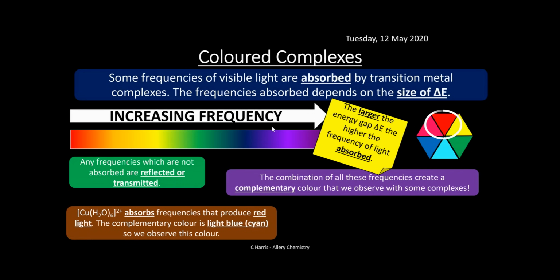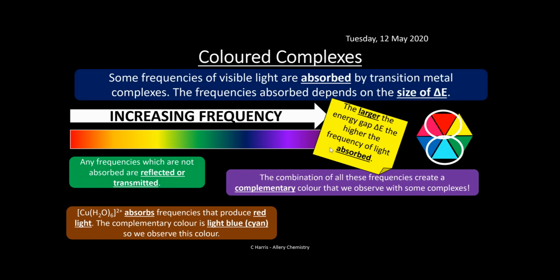So for example, your cobalt hexaaqua complex here absorbs frequencies that produce red light. So it absorbs the red colour, at this spectrum here. So the complementary colour is light blue, which is the cyan colour here. So this is the colour that we observe. That colour has come about by combining all the other frequencies that weren't absorbed, and that gives us this colour here. Okay, so that's what we observe. So we observe the reflected or transmitted radiation that wasn't absorbed by the complex.